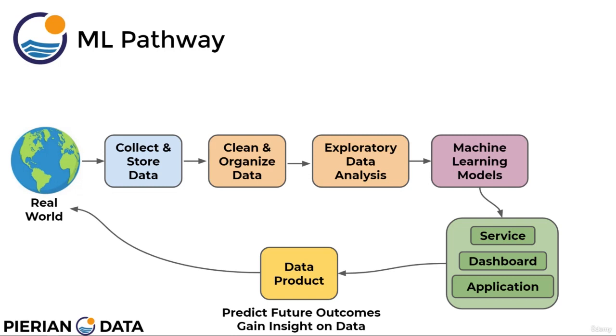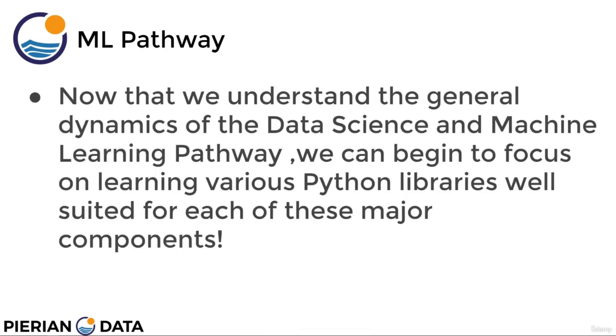Okay, so this right here is our general machine learning pathway. We collect and store the data, clean and organize it, perform exploratory data analysis, and then, if necessary, if that doesn't answer our question yet, we'll create a machine learning model to create a data product to go back into the real world, and then this kind of cycle starts over again. So now that we understand the general dynamics of the data science and machine learning pathway, we can begin to focus on learning various Python libraries well suited for each of these major components.